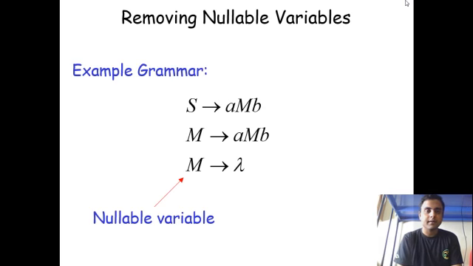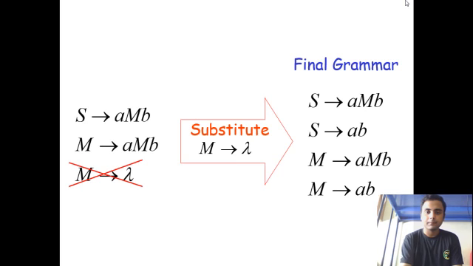Now let us consider a grammar. Capital S tends to small a, capital M, small b. Capital M tends to small a, capital M, small b. Capital M tends to lambda. As we can see here, the production capital M tends to lambda is a nullable variable. So we are going to replace capital M with a lambda wherever it is possible in the productions. So now we have replaced capital M with a lambda, and we have finally got our final grammar.